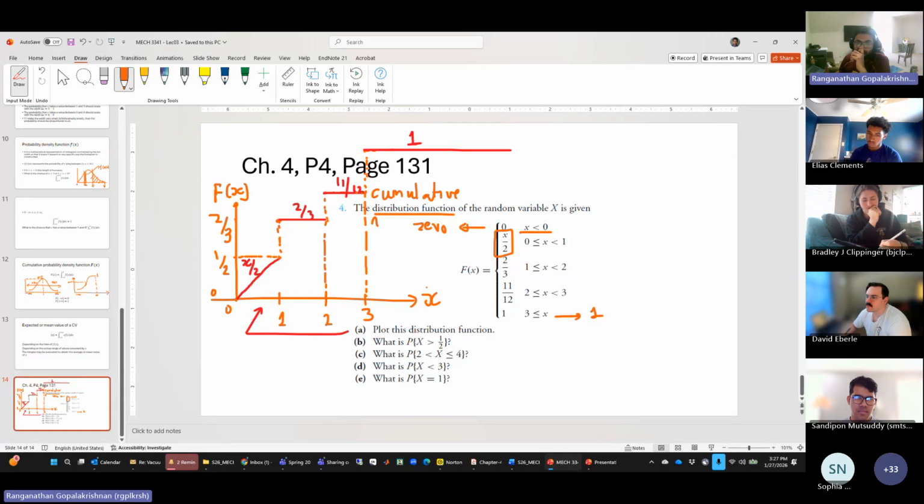All right, so now we have the cumulative distribution function. Let's answer part B. What is the probability that x takes values which are greater than 1/2? Here is 1/2. The value of 1/2 is reached by the time x reaches the value 1. What is the probability that x is greater than 1/2, or what is the probability of x assuming all these values? That's the question.